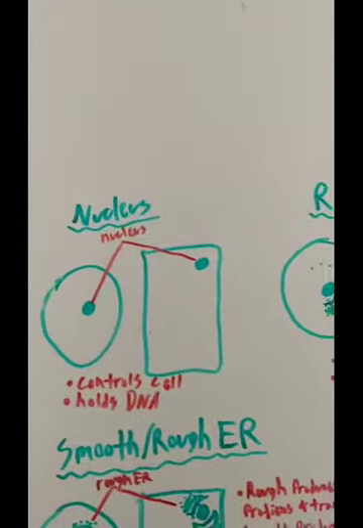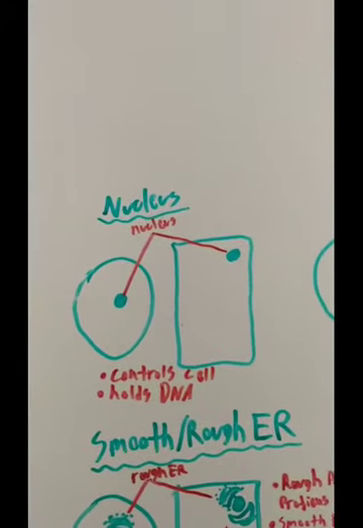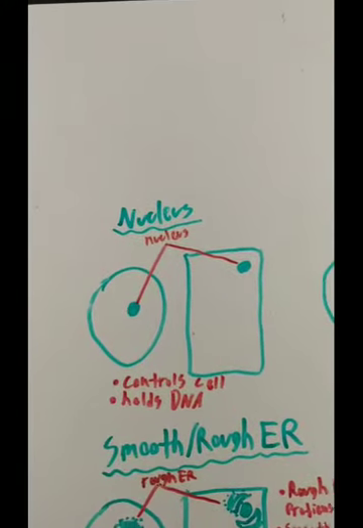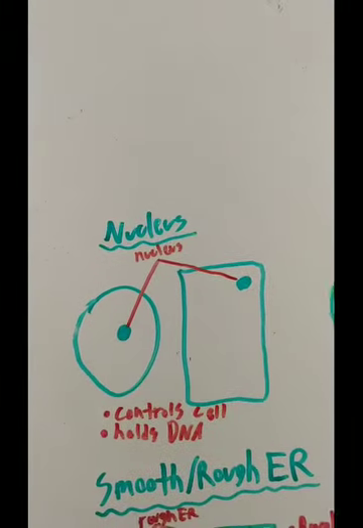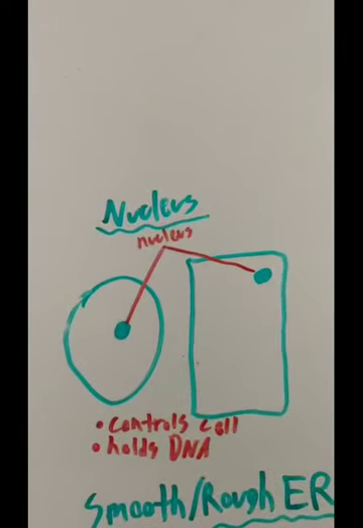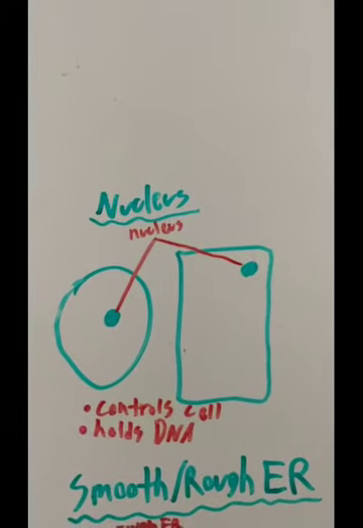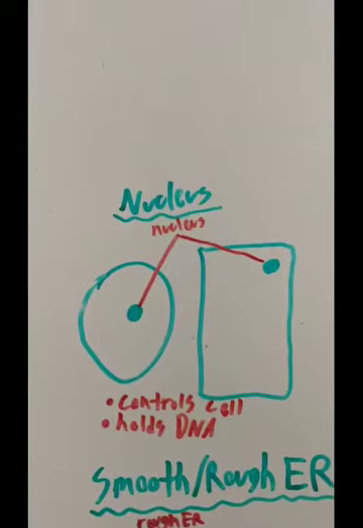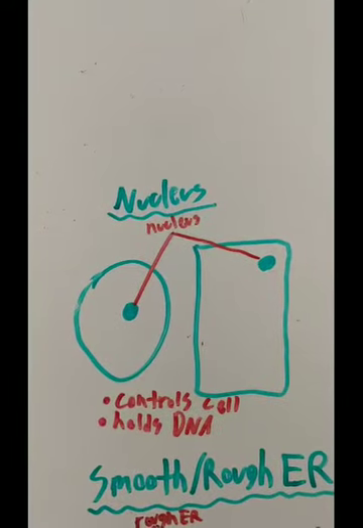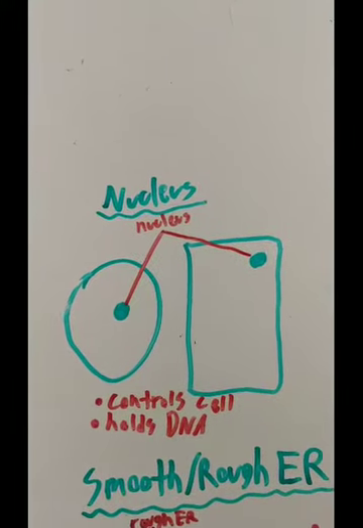Alright, next is the nucleus. Every eukaryotic cell has it, and it controls the cell and holds the DNA. I like to relate this to the air traffic control tower. It tells everything what to do. It holds all the instructions, etc.